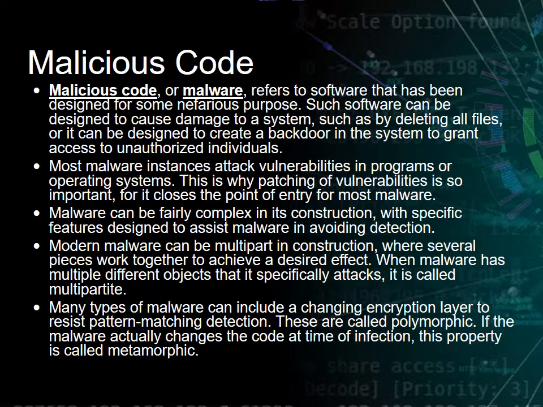Malware can be fairly complex in its construction, with specific features designed to assist it in avoiding detection. Sometimes it's encryption, or self-replication, or changing its own code and how it works. Or it might be beaconing out to a command and control server, changing where it goes each time it beacons out. Modern malware can be multi-part in construction, where several pieces work together to achieve a desired effect. When malware has multiple different objects that it specifically attacks, it's called multi-party.